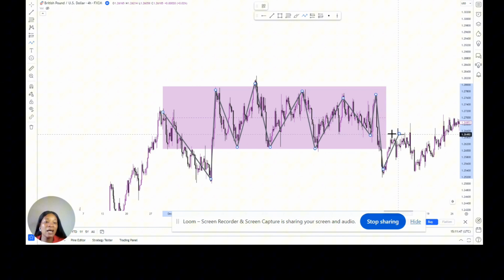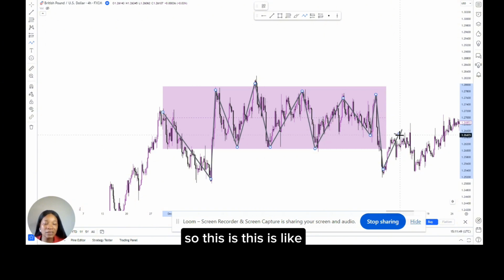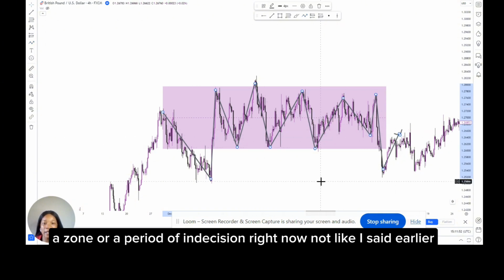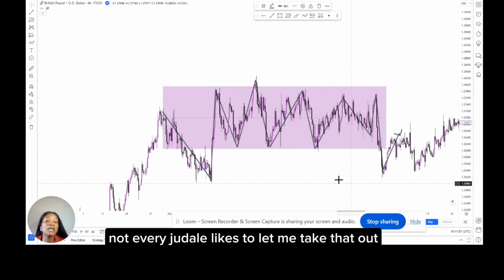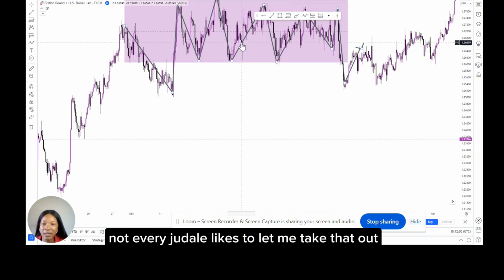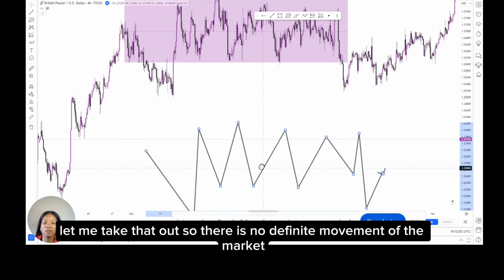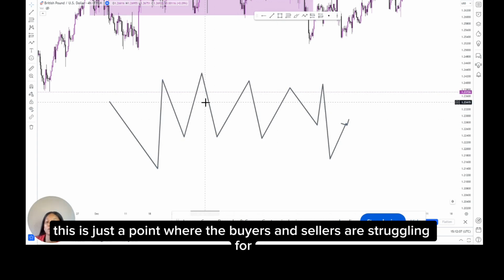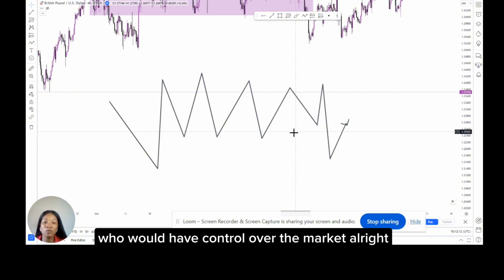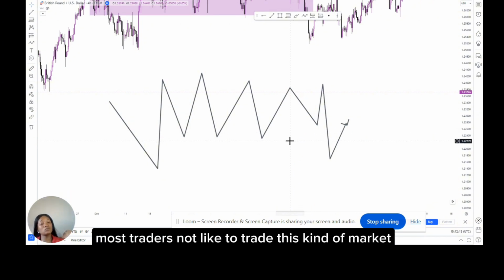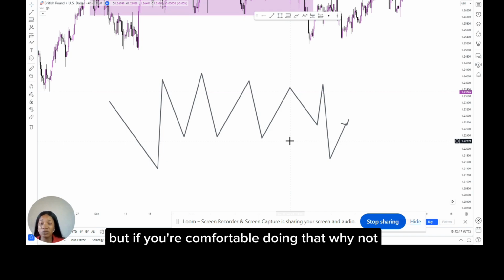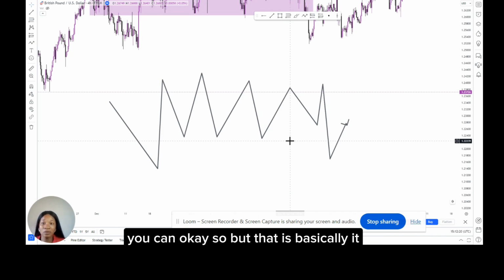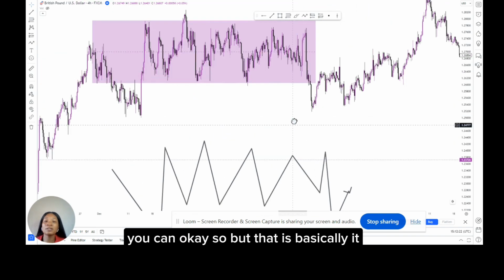All right, so this is like a zone or a period of indecision. There is no definite movement of the market. This is just a point where the buyers and sellers are struggling for who would have control over the market. Most traders do not like to trade this kind of market, but if you're comfortable doing that, why not? You can.